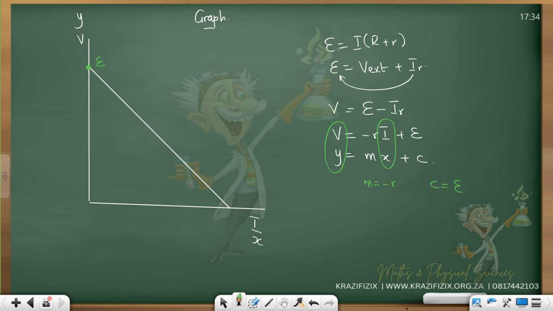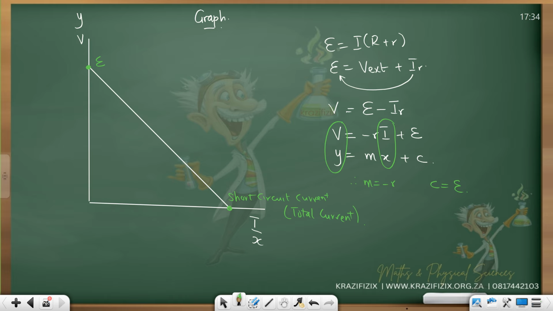But that's not really what I want us to check now. This point is called the short circuit current, which is known as the total current in the circuit.